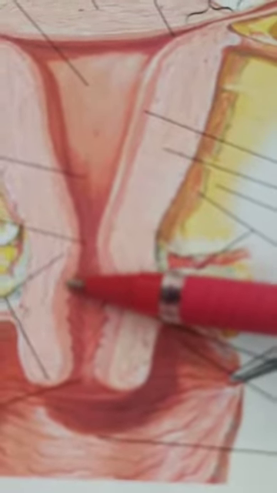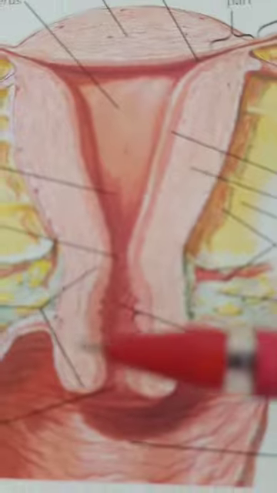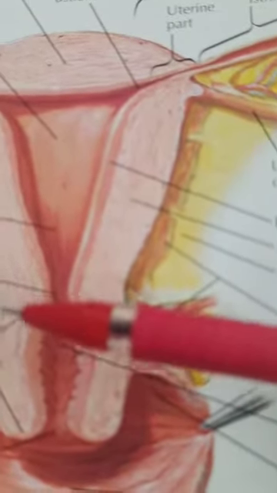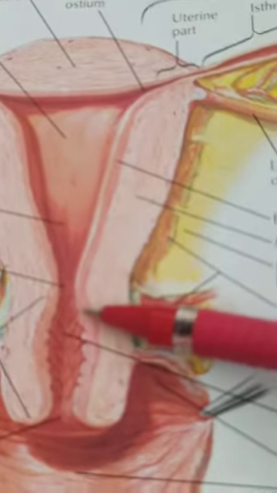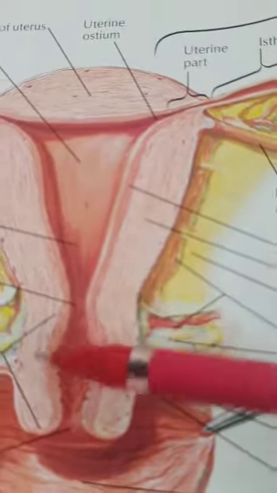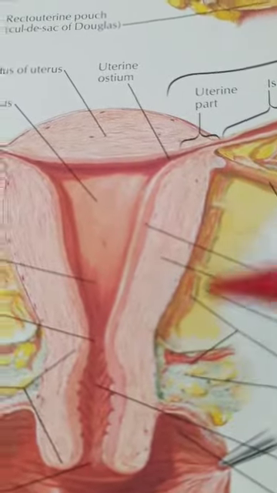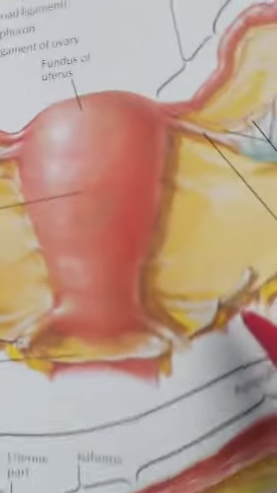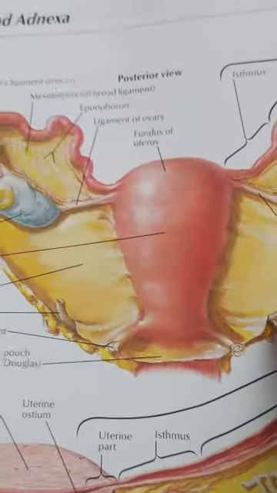The supravaginal part of the cervix is related anteriorly to the urinary bladder, and posteriorly to the recto-uterine pouch and rectum. On either side it is related to the ureter. In this diagram you can see the ureter.